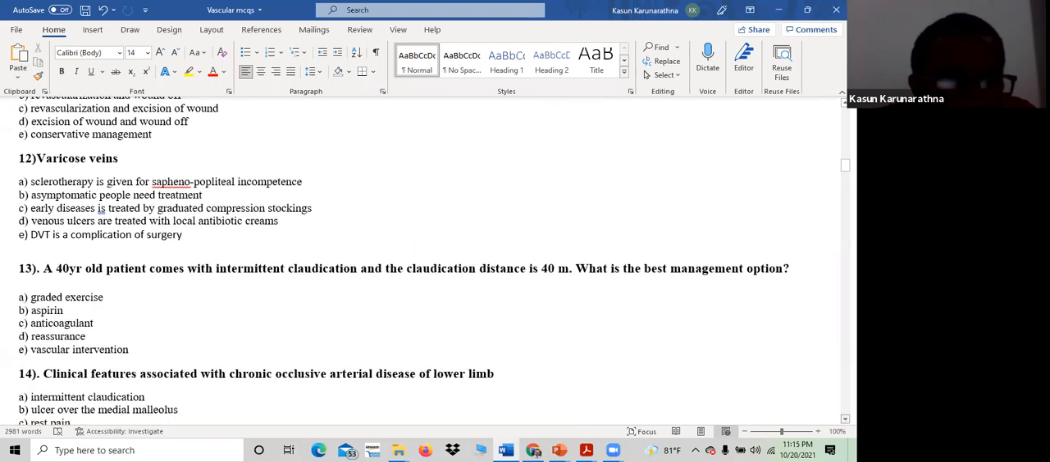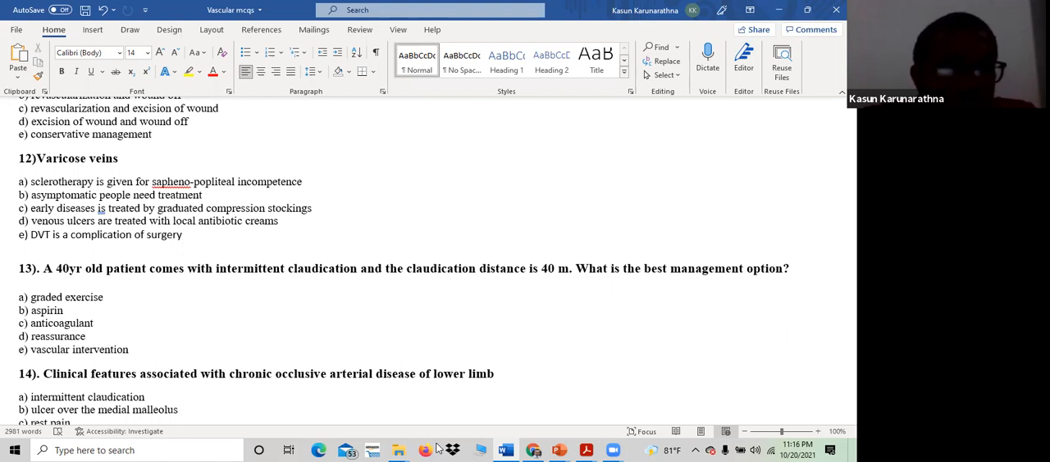Sclerotherapy. Very good. Question number 12. Sclerotherapy is given for saphenopopliteal incompetence. Yes, it's given. There are no contraindications as such. Sclerotherapy is again a different option, right? Asymptomatic people need treatment. That's false. You don't treat asymptomatic patients. Early disease is treated by graduated compressive stockings. That's true. Venous ulcers are treated with local antibiotic creams. If there's infection, you treat, but that is not a definitive treatment. You should treat the venous hypertension, right?